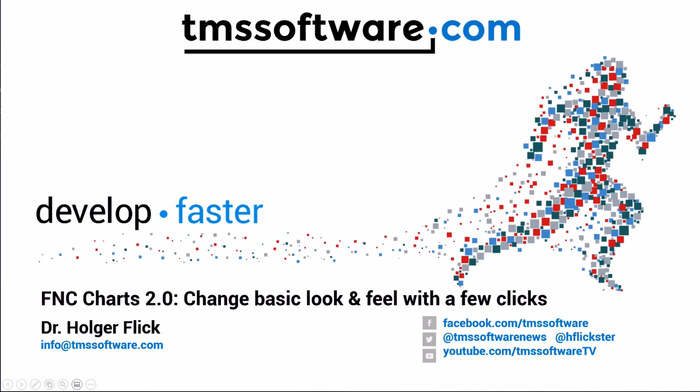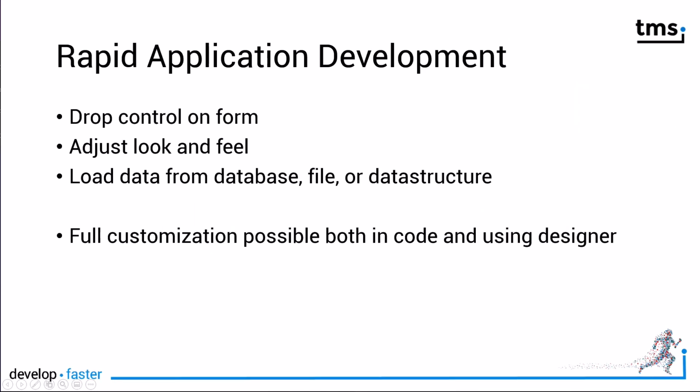First, we're going to have a look at how to change the basic look and feel with a few clicks. FNC Charts has been built with rapid application development in mind. Drop the control on the form, adjust the look and feel, load data from a database, a file, or any other data structure, and everything is fully customizable, not only at design time, but also at runtime. And the designer is also accessible to you at design time, and you may publish it for your end users at runtime. This video will focus on adjusting the look and feel with a few clicks.